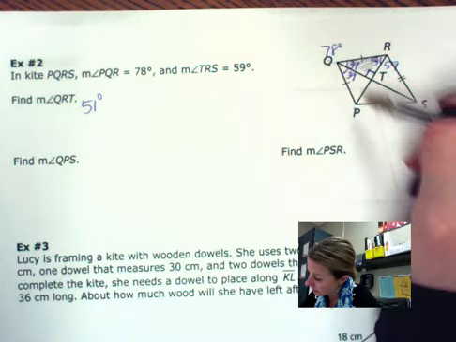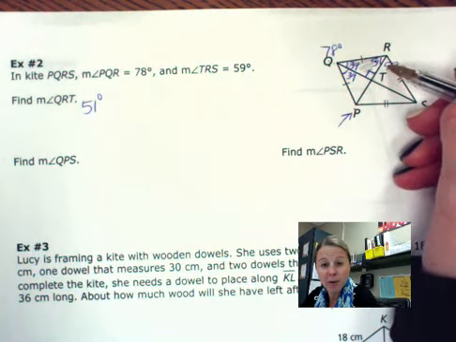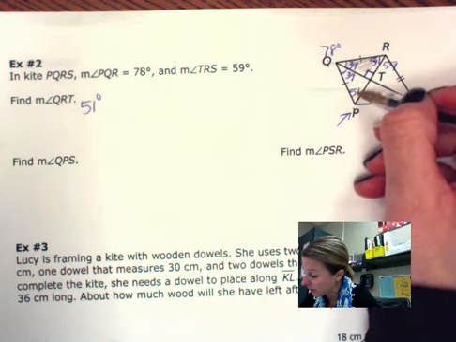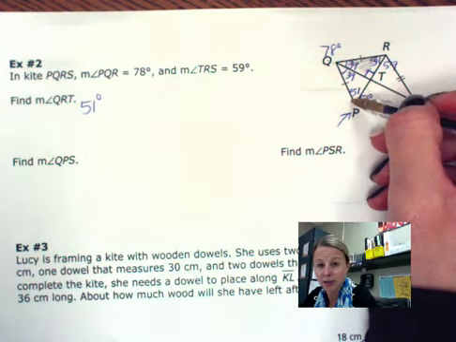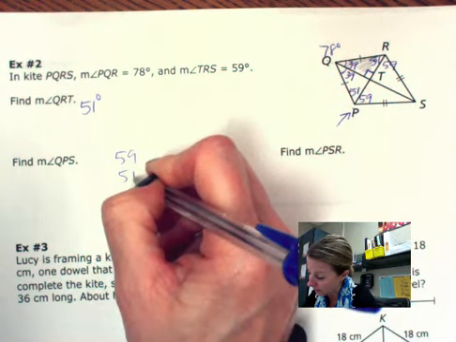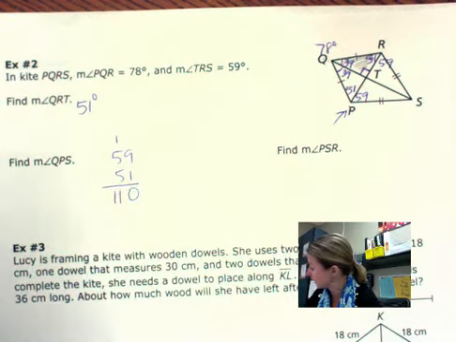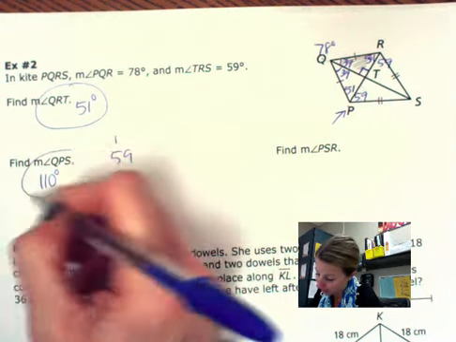QPS is all of angle P. Now remember, these two angles are not going to be equal, okay? But I know that 51 and 59 are going to travel over here because this is an isosceles triangle. So now all I have to do is add those together. So 59 plus 51 is 110 degrees. So I have 110 for QPS.